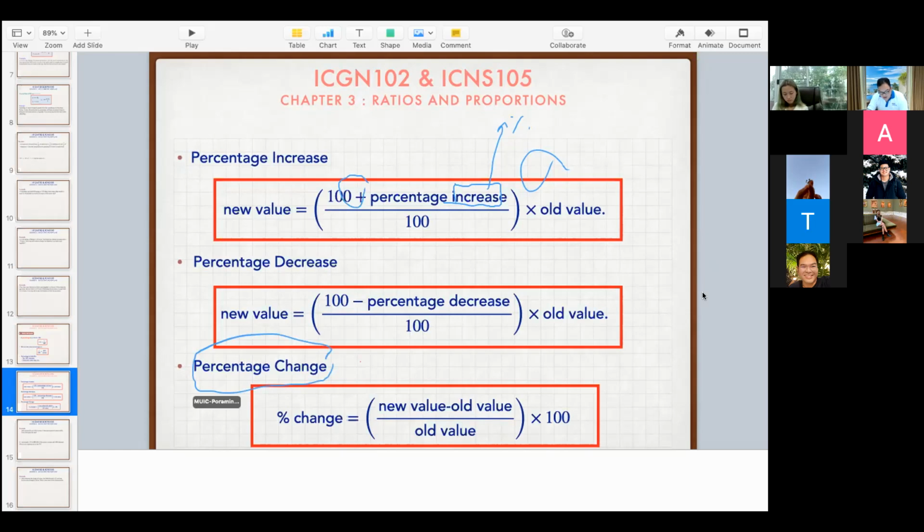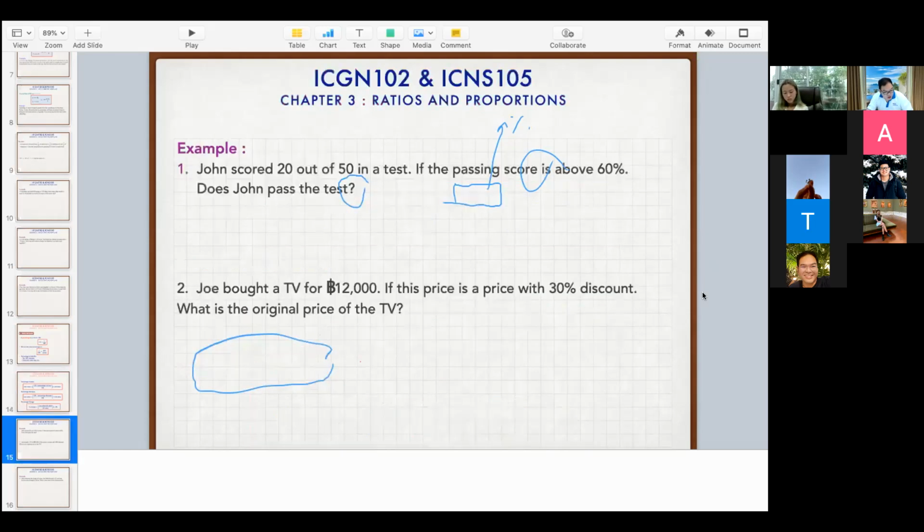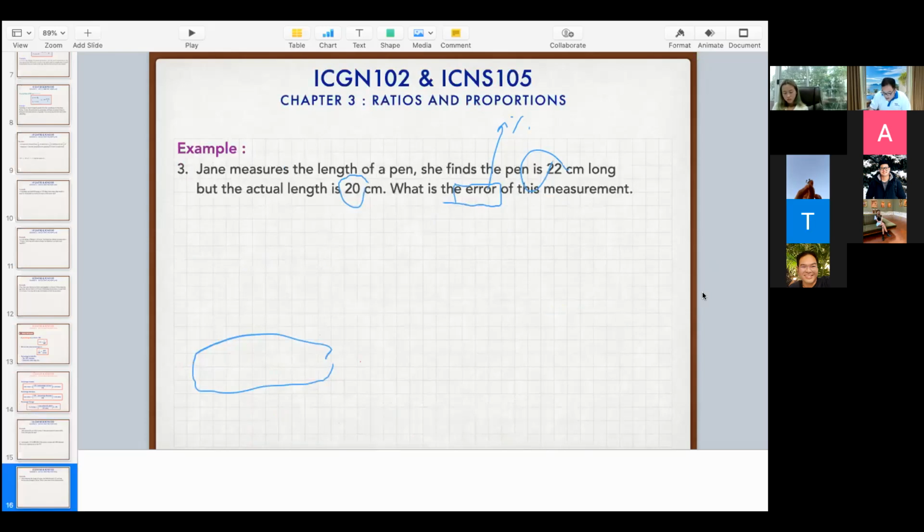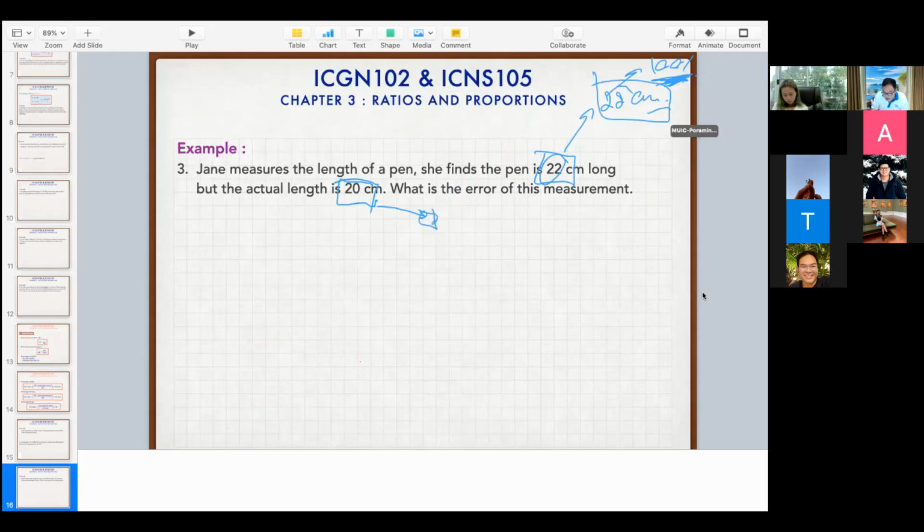We want to find out that when you measure the length of a pen, if you measure correctly, the actual length must be 20 centimeters. This one is 100% correct. But when you measure it and it is 22 centimeters while the actual length is 20 centimeters, what's the difference between the actual percentage, which is 100%, and this measure? The difference will be defined as the percent change here.